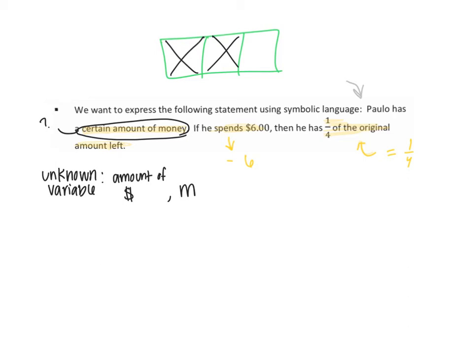So he spends $6, so we do M, take away that $6, and then he has 1/4 of the original amount left. Again, the original amount is M. So both of these places are going to be represented by my variable M. I think I'm ready to go and get started writing this problem out. All right, I'm going to start with just the beginning. Paulo has a certain amount of money. We say he has this much money, M dollars. He's then going to spend $6. So we're going to take $6 away from that. And when we take that away, he then has, so basically that equals 1/4 of the original amount of money he started with.